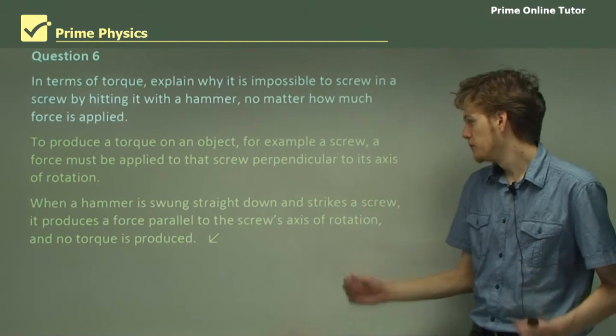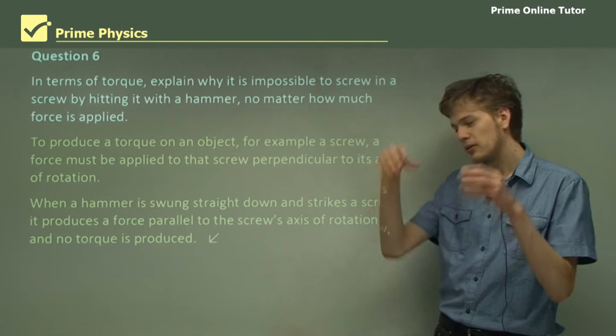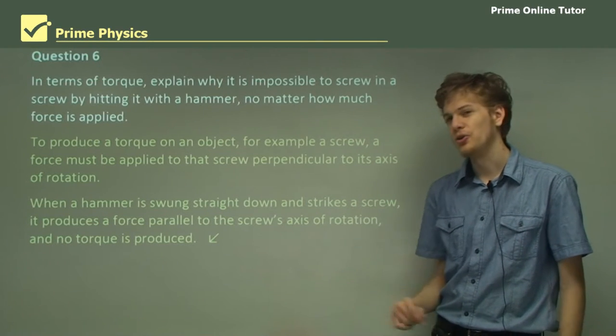So when a hammer is swung straight down, it produces a force that's parallel to the screw's axis of rotation, which cannot turn it.